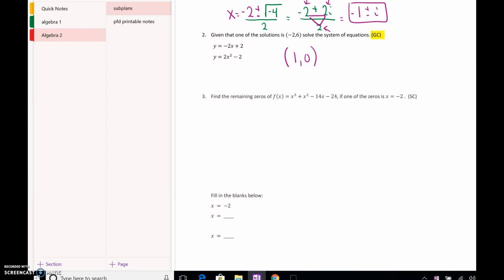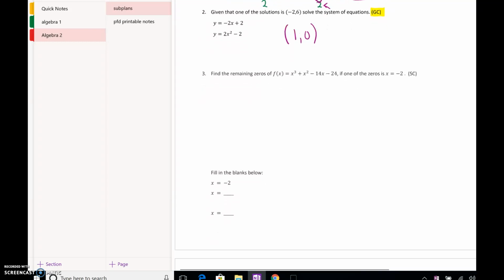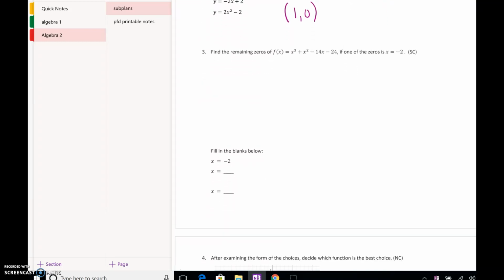All right, let's move on to number 3. Number 3 is what we are currently working on. You're going to find the remaining zeros, given that one of them is -2. So the idea is I can use synthetic division, and I know that one of my answers is x is -2. When I go through synthetic division, I should get 0 at the end. It's one of the zeros.